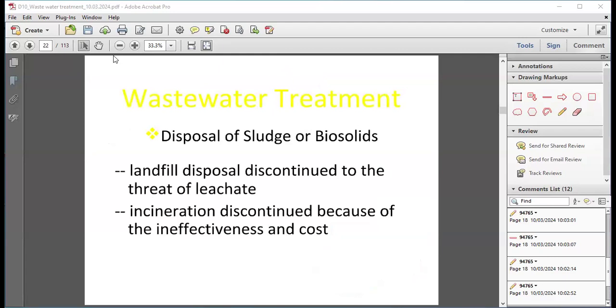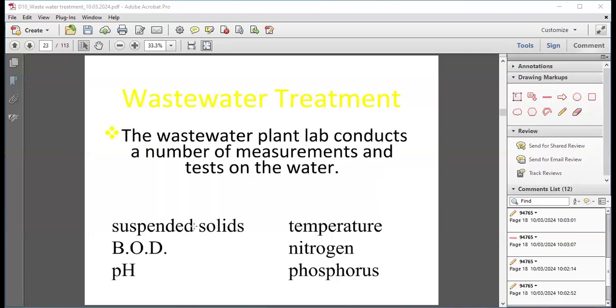Wastewater treatment, disposal of sludge and biosolids: landfill disposal discontinued due to the threat of leachate. Incineration discontinued because of ineffectiveness and cost. The wastewater plant labs conduct a number of measurements and tests on the water: suspended solids, temperature, BOD, nitrogen, pH, phosphorus.